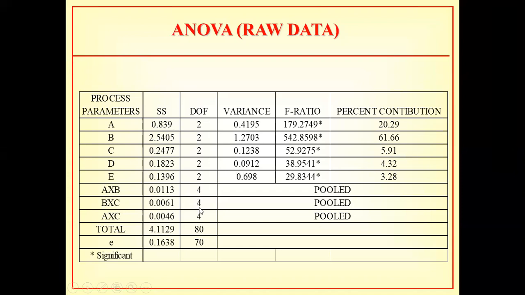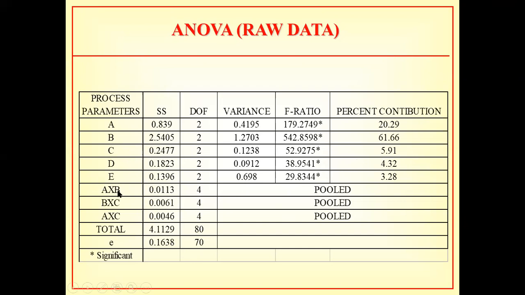And if you come over here, the degree of freedom is 4. Because A is also at 3 levels, B is also at 3 levels, so (3 minus 1) into (3 minus 1) is 4. This is how we find the degree of freedom. Then we calculate the variance and F ratio. And based upon the tabulated result, we observed all the 5 parameters are significant parameters.